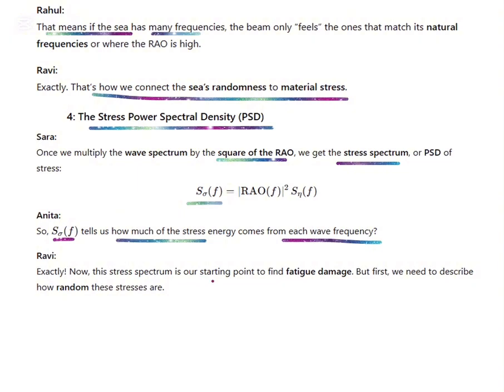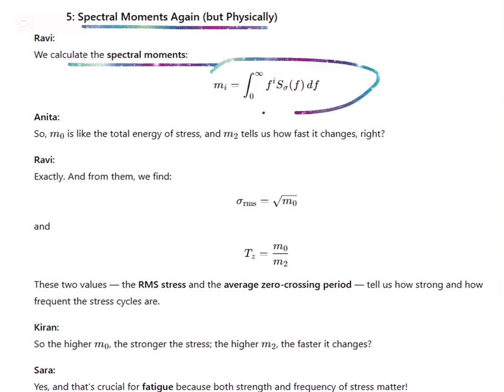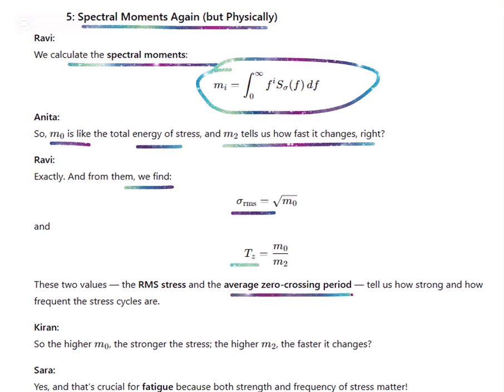Now the stress spectrum is our starting point to find fatigue damage, but we need to describe how random the stresses are. So let us think about the spectral moments again. We calculate the spectral moments using this formula. m0 is like the total energy of the stress, and m2 tells us how fast it changes. From them we find the RMS value and the average zero crossing period. These two tell us how strong the stress cycles are and how frequent.